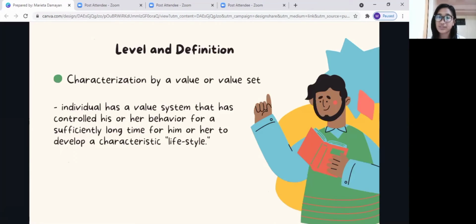The last level is characterization, characterization by a value or value set. This means that an individual has a value system that has controlled his or her behavior for a sufficiently long time for him or her to develop a characteristic lifestyle. For this level, the learner will completely internalize his or her learned values and be able to exercise and demonstrate them in different situations.